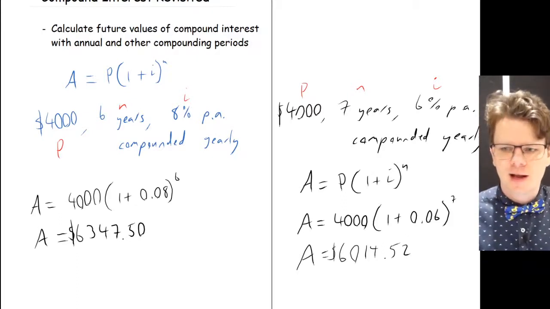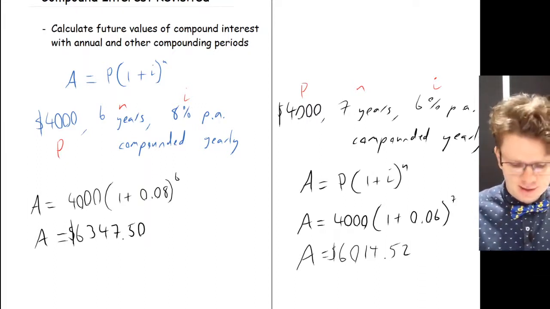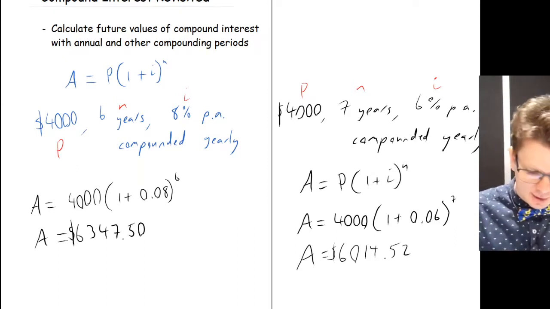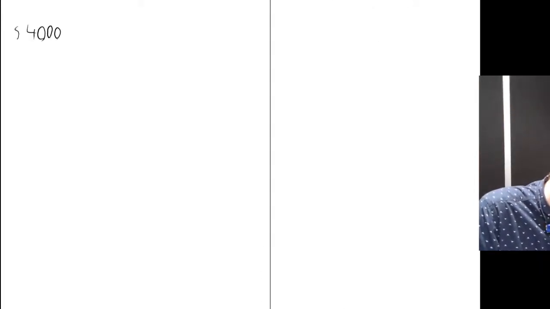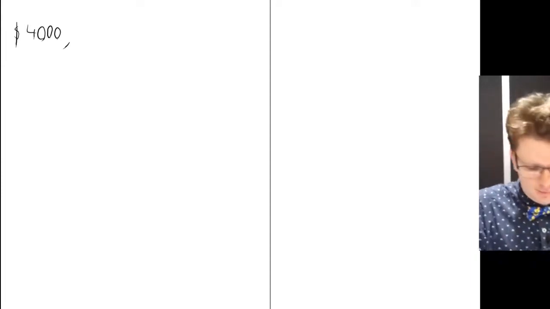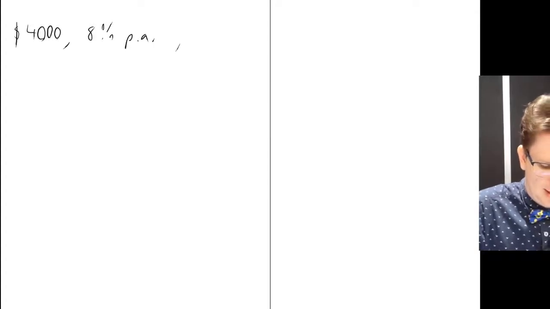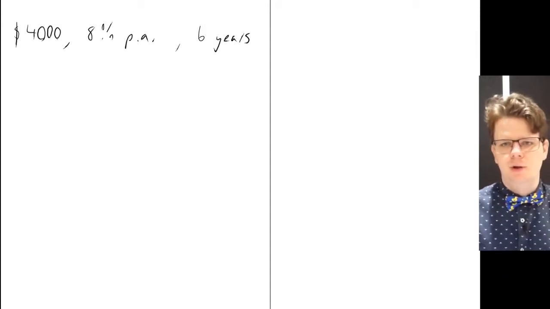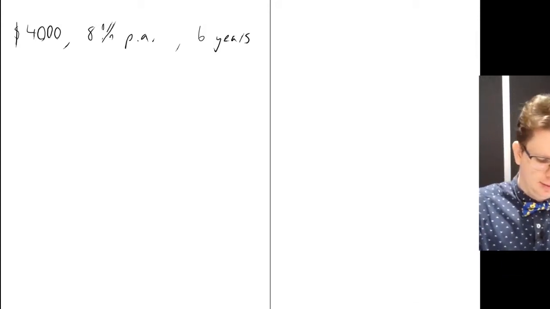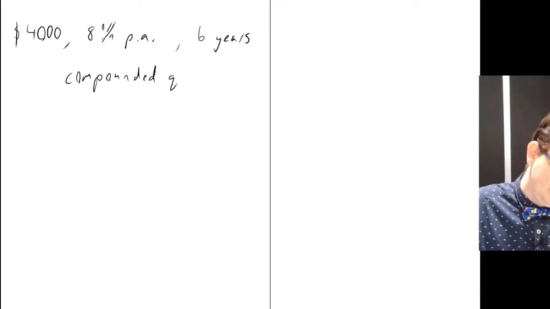Alrighty, so now we're going to start having a look at what it looks like when we are moving to different compounding periods. So let's have a look. I'm actually going to leave everything else the same for the minute, and the only thing that I'm going to change is the compounding period. So it's still going to be $4,000, still 8% per annum, and 6 years. But this time, not compounded yearly. I'll say compounded quarterly.